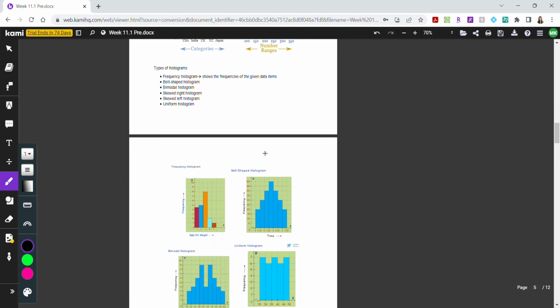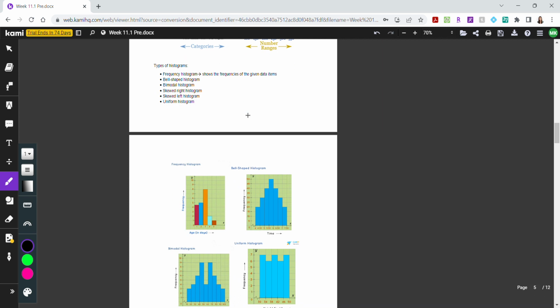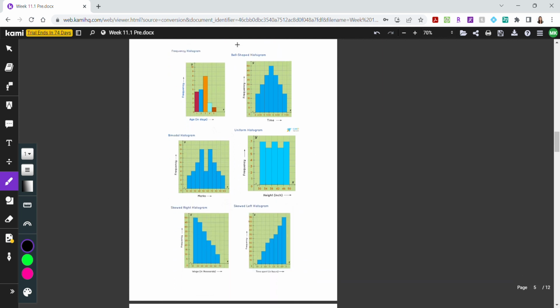So, types of histograms. The very common one that we all have is the frequency histogram, because it shows the frequencies of the given data. After that, it's based on the shape. So the bell-shaped histogram, if you get into statistics in the future, will form this kind of shape. It looks like an upside-down bell, which is why it's called a bell-shaped histogram.